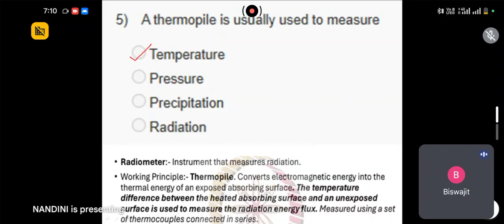Thermocouple is a single instrument actually. It is connected to another thermocouple. Like two or three thermocouples will be connected in a series. Different temperatures, based on its exposure to the radiation.